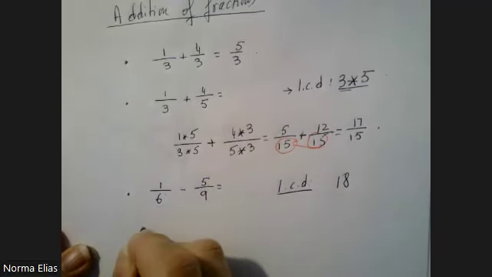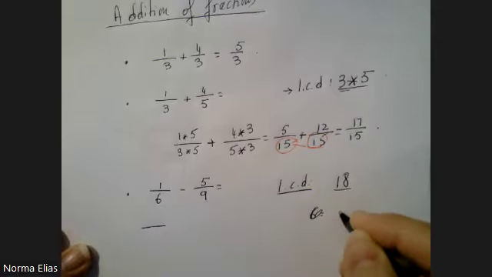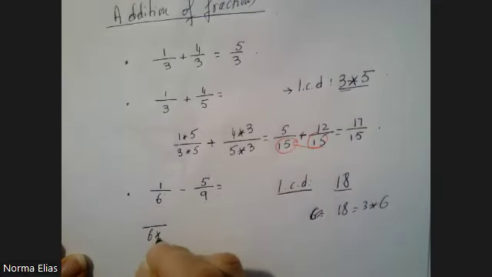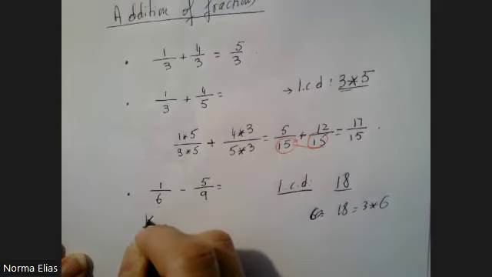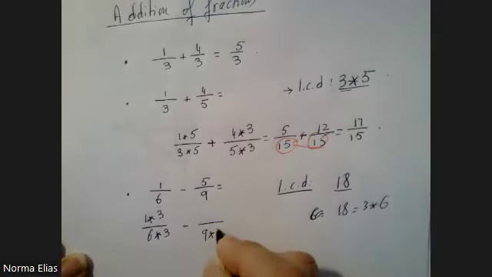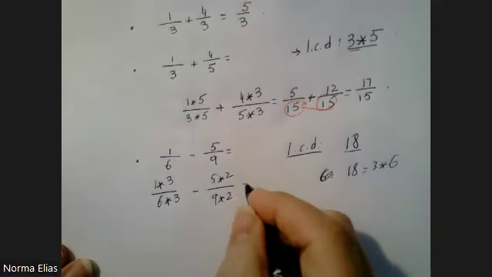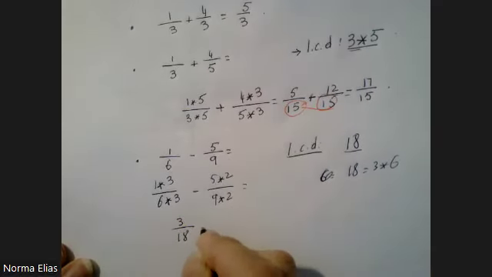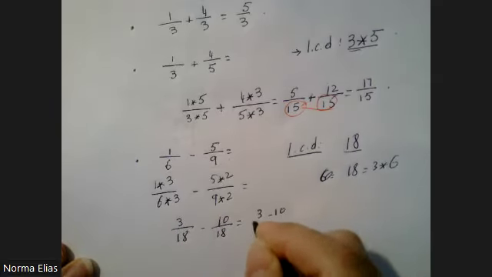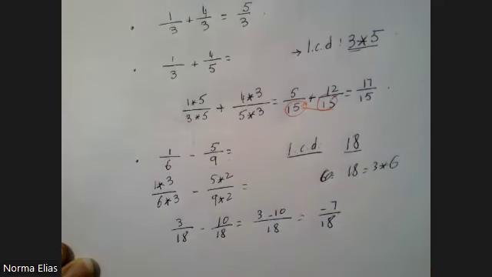So this would give me the following. Now 6, if this is 18, 18 is 3 times 6. So 6, I have to multiply it by 3 to get my 18. I multiply my numerator by that. The 9, I have to multiply it by 2 to get my 18, by 2. So finally, I will have 3 over 18 minus 10 over 18. Now I can combine my numerator, which will give me minus 7 over 18.